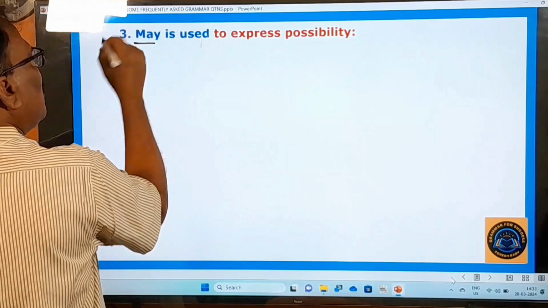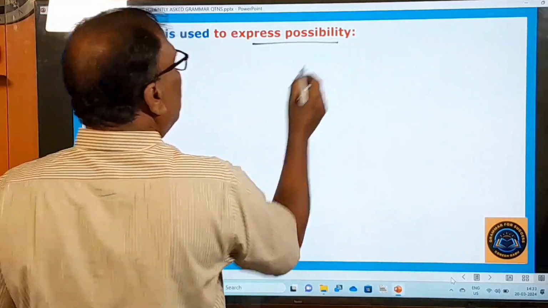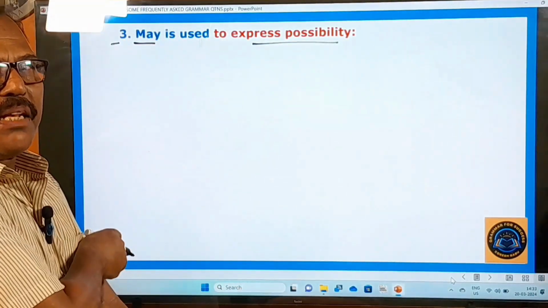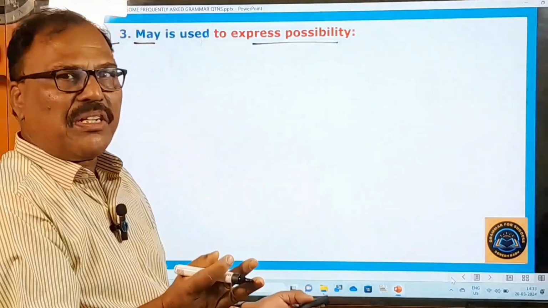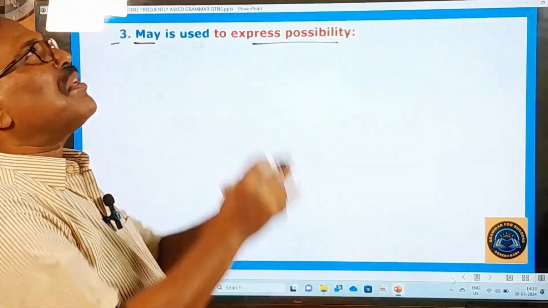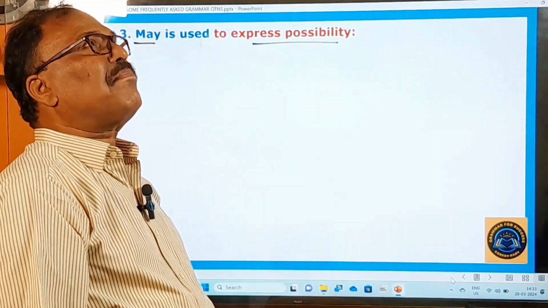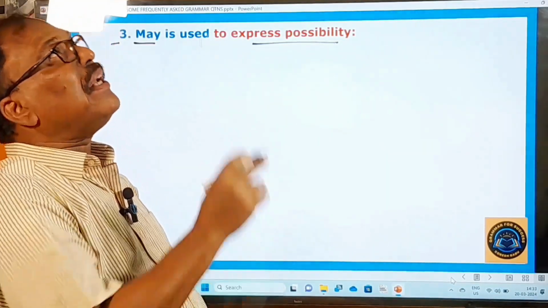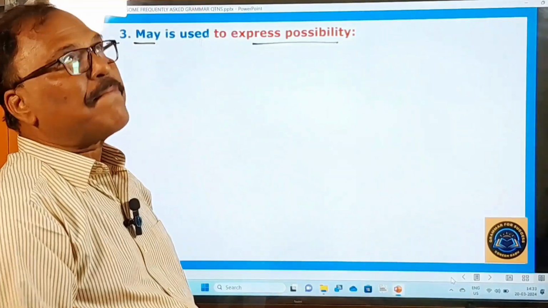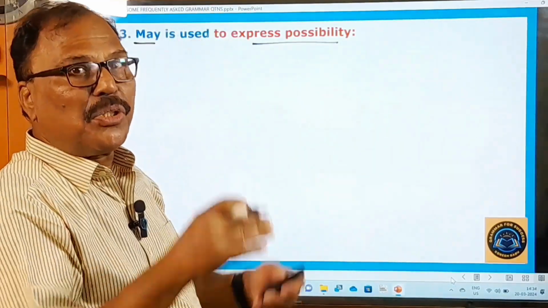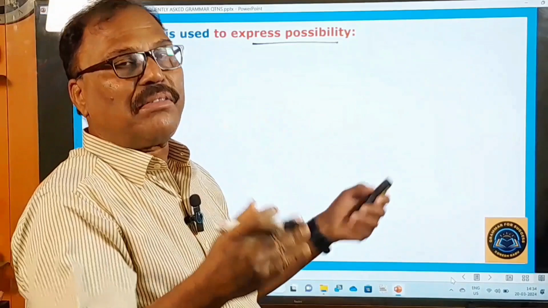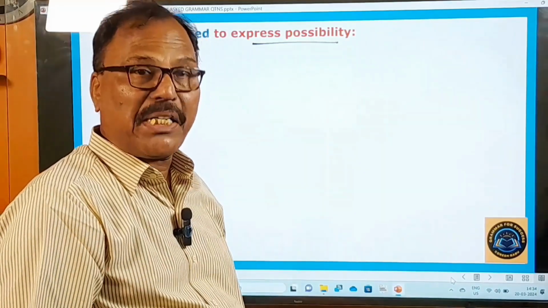May, another use of may is there. May is used to express possibility. Possibility means probable condition is called possibility. Suppose the sky is clouded, then you are expressing the possibility or probability. It may rain tonight. It may rain tonight means tonight it is likely to rain. That is the likelihood or probability or possibility.